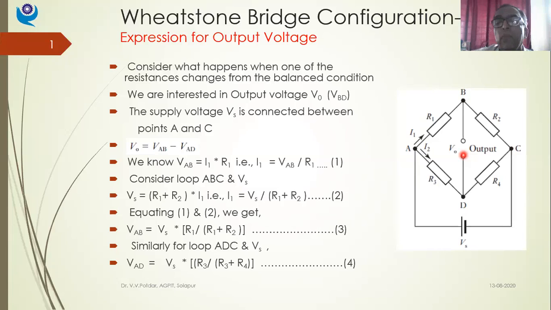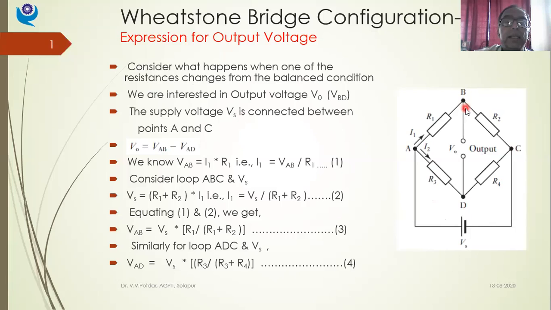Okay, let us start now. Have you drawn the sketch? Fine. This I1 and I2. Consider what happens when one of the resistances changes from the balanced condition. We are interested in output voltage V0. V0 is across between B and D. We call it voltage VBD. The supply voltage Vs is connected between points A and C. This is supply voltage Vs. Okay. Now VBD, the potential difference between B and D. VBD.